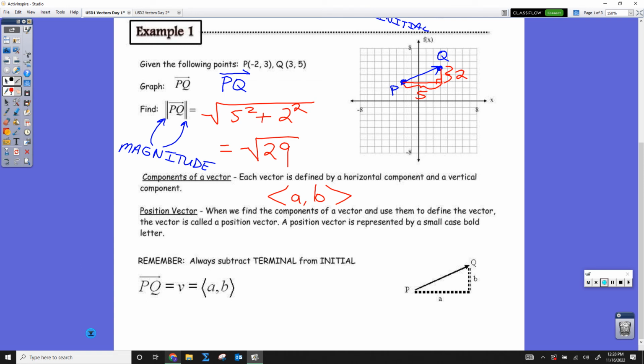All this means is A is like the x position, if you will. That's horizontal movement, left and right. B is vertical movement, up and down. That's all it's meaning. So a position vector is a specific one, and I'll show you some examples of those.